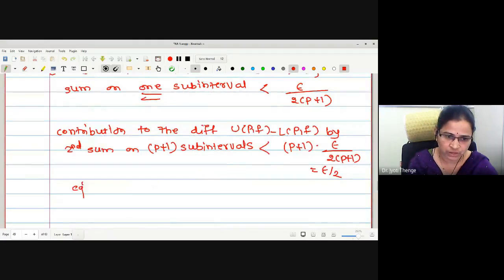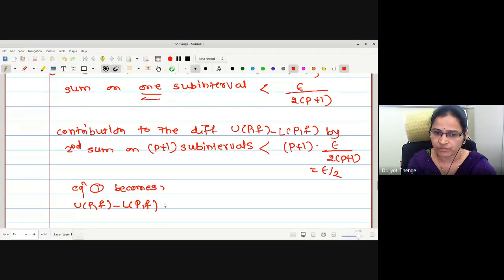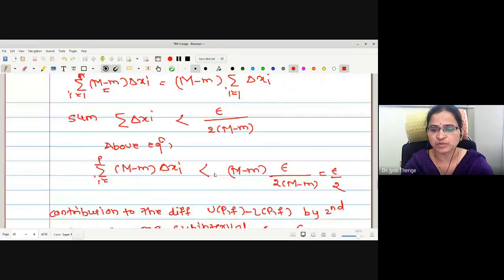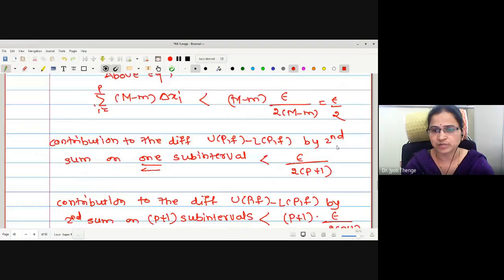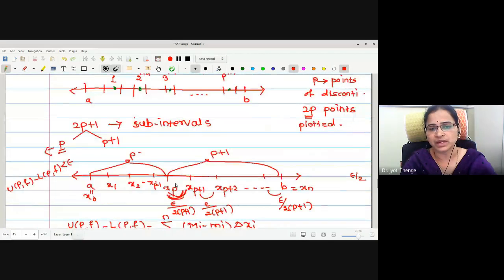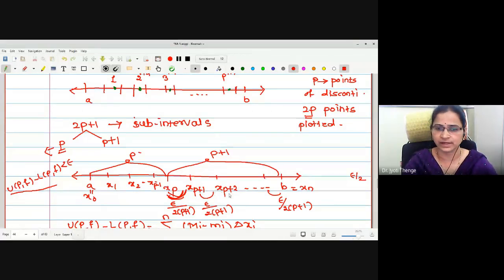Now I will call this 1. Therefore, equation 1 becomes UPF minus LPF less than the first summation, which we have made less than epsilon by 2. For the second also we have made it less than epsilon by 2. One can write this directly also. Why? Because on the remaining p plus 1 subintervals the function is continuous, and every continuous function is integrable. Therefore, by the condition of integrability, one can write directly less than epsilon by 2.